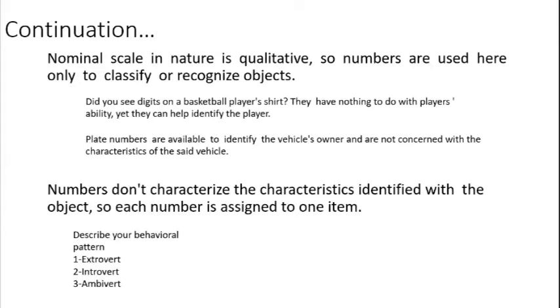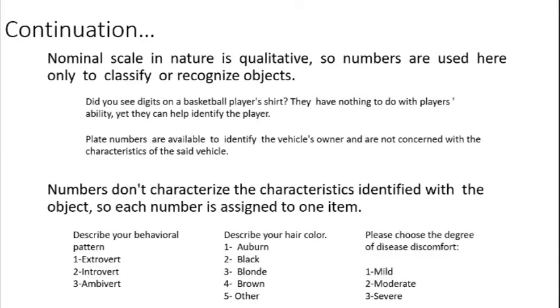So here are examples wherein we use a number, but these numbers are not used for anything, just for identification. One we have here is the behavioral pattern: one for extrovert, two for introvert, and three for ambivert. We also have the different hair colors, like auburn for one, black number two, blonde three, four for brown, and five for the other colors not mentioned above. And then we also have the different degrees or levels of discomfort: one for mild, two for moderate, and three for severe.